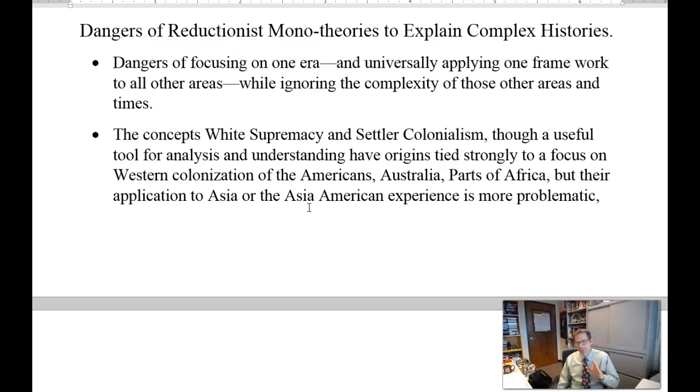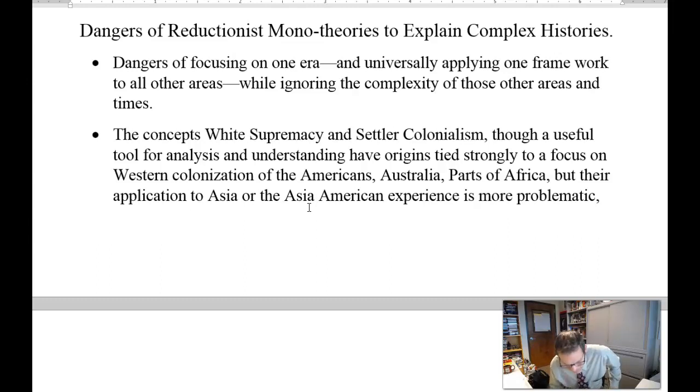It's very useful for that. But the danger is that there are also other complicated systems taking place simultaneously. And so it's important not to rely solely on one lens to look at the issue. For example, even the American context of colonization. Settler colonialism is a useful term, but there's also a lot of other things going on too.